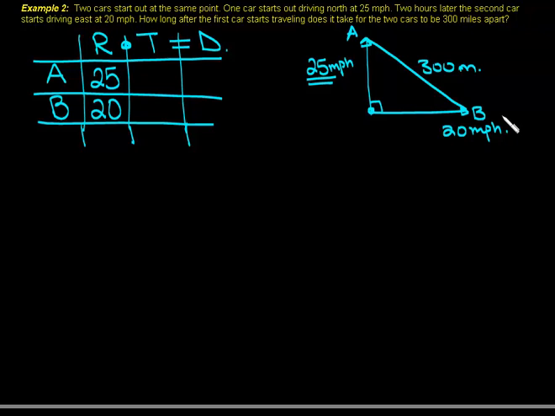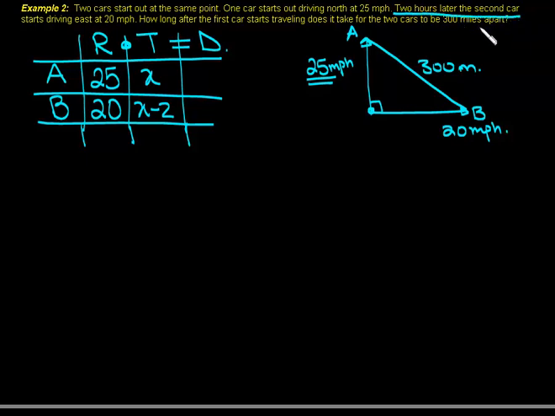Okay, so we don't know how long car A was in motion, so let's call it x. So car B would be x minus 2 because it started 2 hours later. I hope that makes sense to you, because that is the key to this problem, if you understand that car B started 2 hours later.